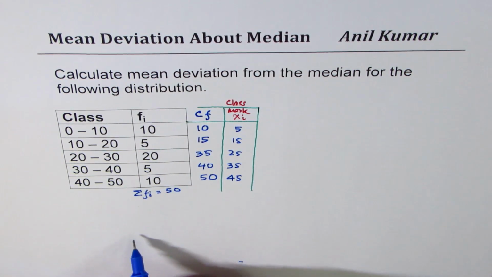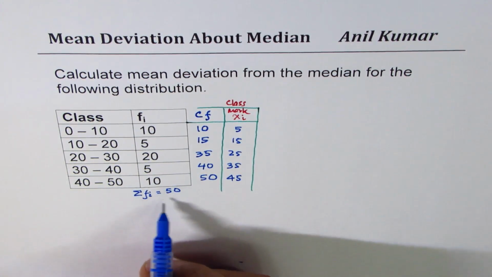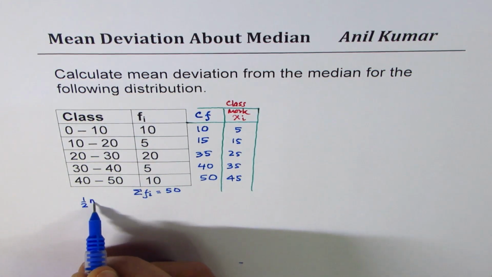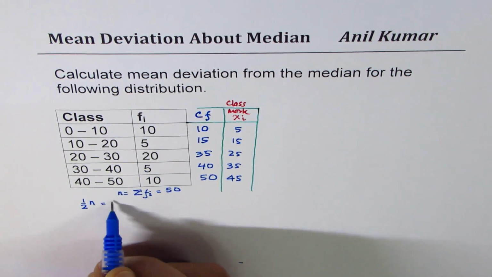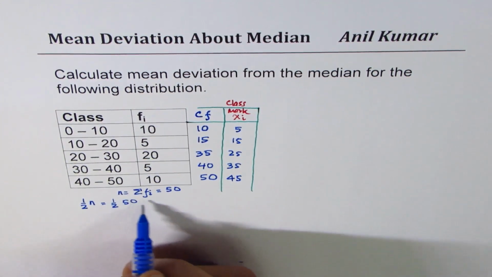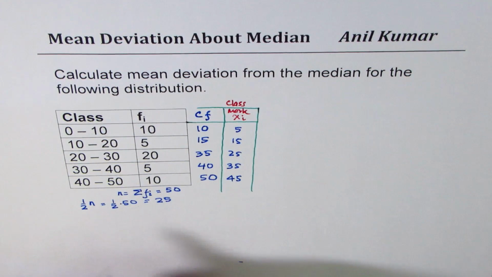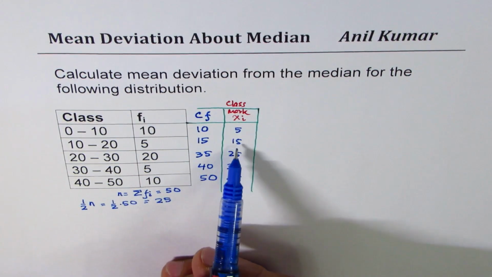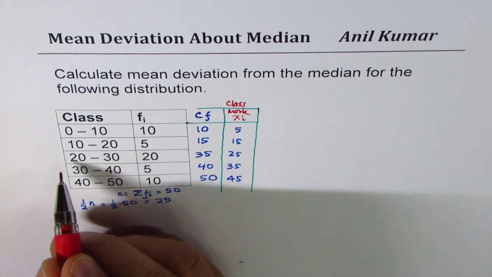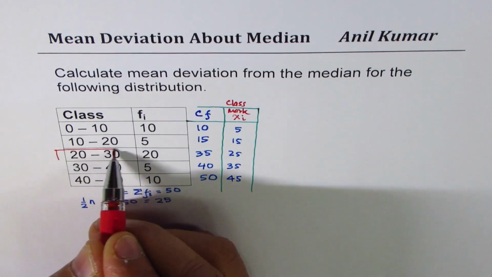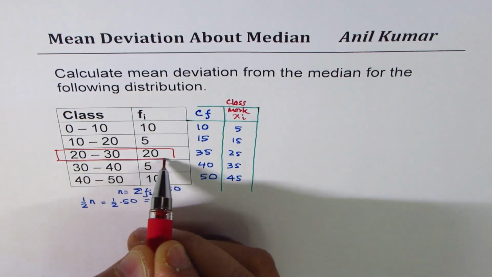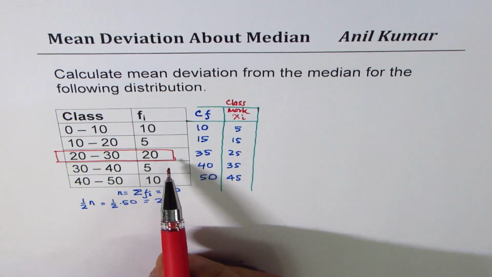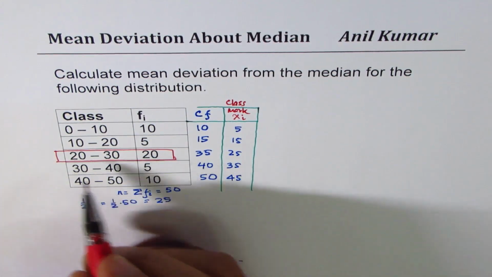We are looking for median. Median will be where 50 divided by 2 lies, right? So half of n, this is n, right? Half of n is half of 50, which is 25. Now as you can see, 25 will lie after 15, correct? So it lies in this group. Correct? So this is the median class.